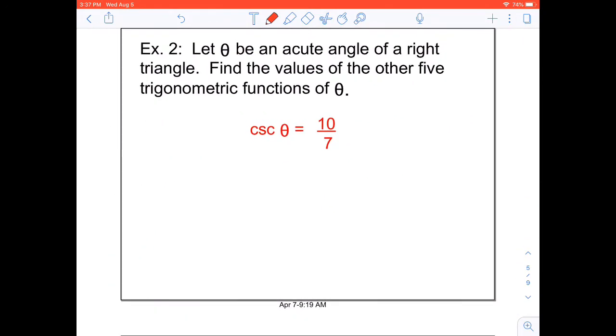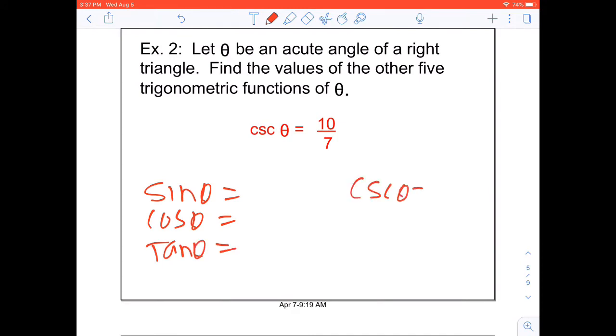Problem 2 is a very similar problem. They just didn't give you the picture of a triangle. They tell you that theta is the acute angle of a right triangle and find the values of the other 5 trigonometric functions of theta, excuse me. So let's do my chart. I have the sine of theta, I have the cosine of theta, I have the tangent of theta, I have the cosecant of theta, which is 10/7. They already gave it to me. I have the secant of theta I have to find, and the cotangent.